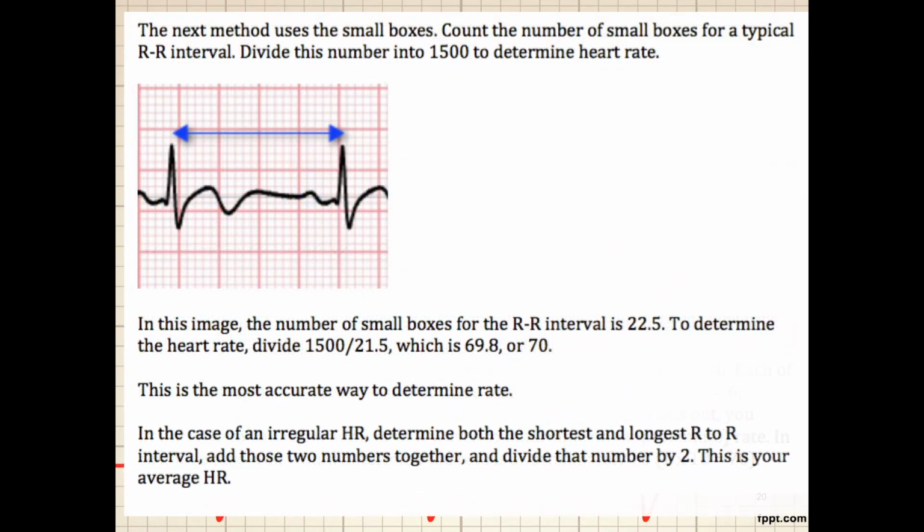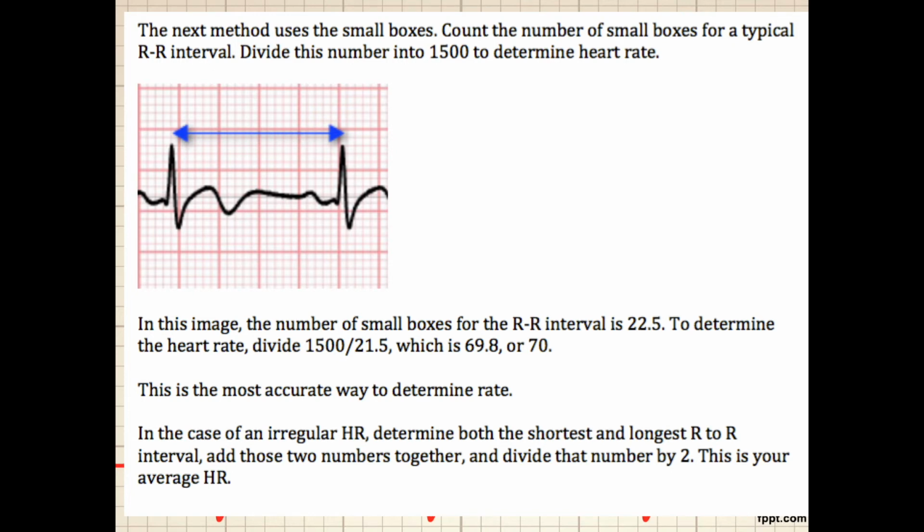A second way to determine rate is to use the small boxes of the graph paper. You count the number of small boxes for a typical R to R interval. Divide this number into 1500 to determine the heart rate. So in this image, the number of small boxes for the R to R interval is 21.5. To determine the heart rate, divide 1500 by 21.5, which is 69.8, or approximately 70 beats per minute. This is, by the way, the most accurate way to determine rate.